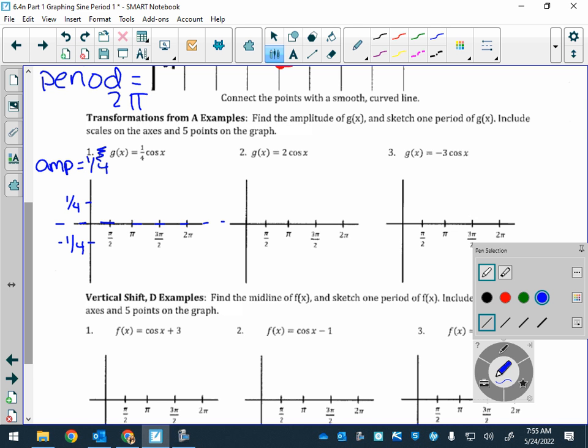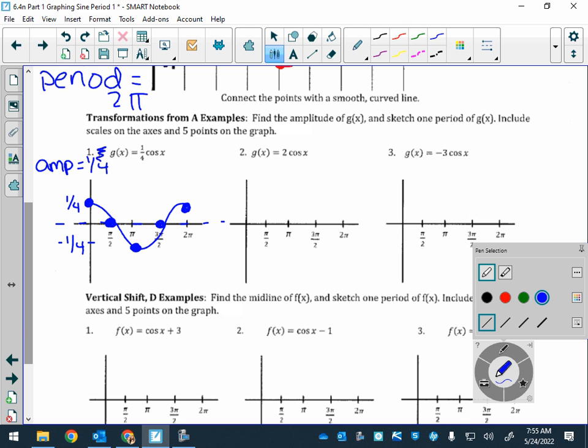Now cosine, where are we starting? At 1/4. Pi over 2, where are we? 0. Pi, where are we? Negative 1/4. Then where? And then 1/4.